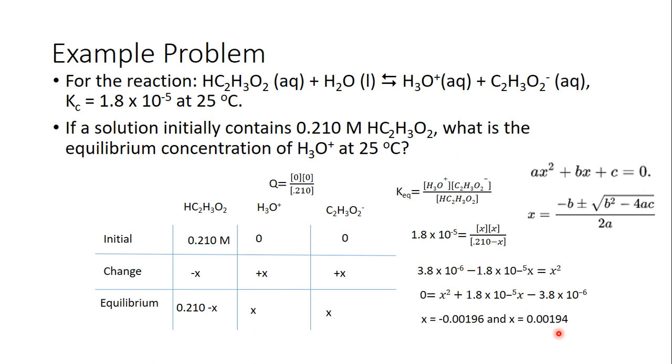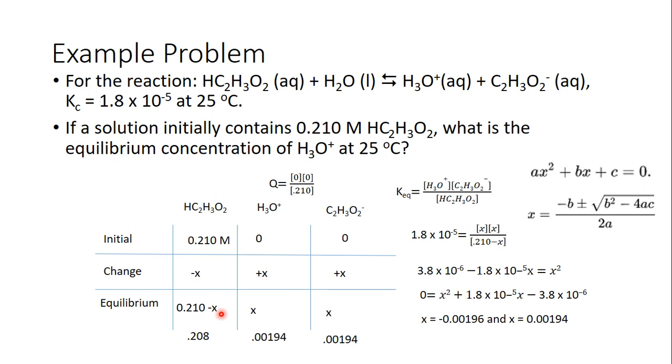And now, the X you want to take is the positive one. The way to logic this out is to look at the equilibrium concentrations. So H3O plus, our equilibrium concentration is X. You can't have a negative concentration. Like, I can't say I have minus 2 liters with me. That doesn't make sense. I have to have a positive number. So you take the positive X and you solve for the equilibrium concentration.